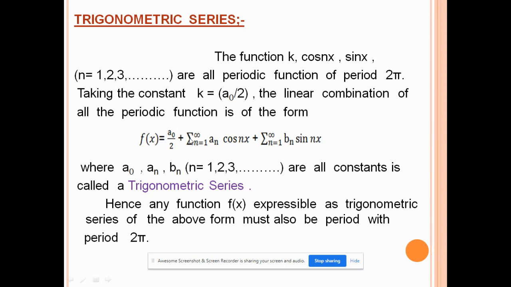Means the combination of all the periodic functions with a constant is known as the trigonometric series, where a0, an, bn, where n runs from 1, 2, 3 and so on, are all constants. Hence, any function f of x expressible as a trigonometric series of the above form must also be periodic with period 2 pi.